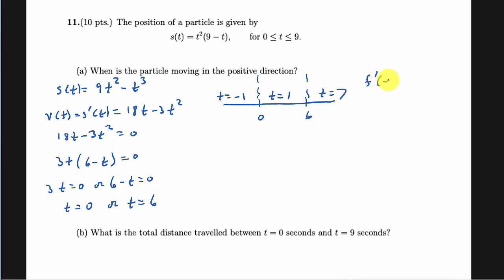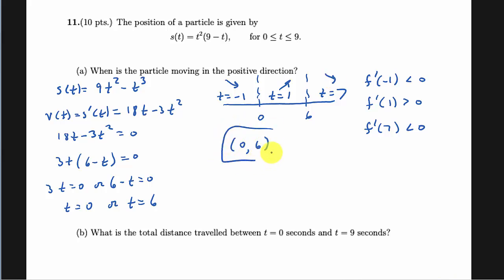So I've got f prime of -1. So I can plug the -1 into here, or I can plug it into this one. This is the same thing as this, it's just factored. So if I plug the -1 into there, that is going to give me a negative number, so that's decreasing. And then f prime of 1, plug the 1 in, that's going to be positive, so that's increasing. And then f prime of 7, that's a negative times a positive, which is negative, so that's decreasing. And so it's moving in the positive direction on the interval 0 to 6.